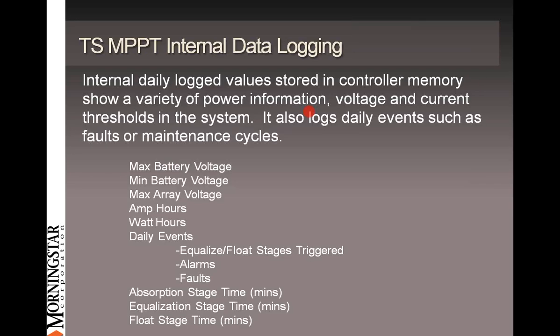Now we have internal data logging on the TriStar MPPT. You can select from a variety of basically events. Now this is not like every 10 minutes, every 20 minutes, every hour. These are daily values. They're stored once per day. They're written to flash memory at the end of that day, and we have anywhere from 90 to 200 days of storage depending on which of these values you select.